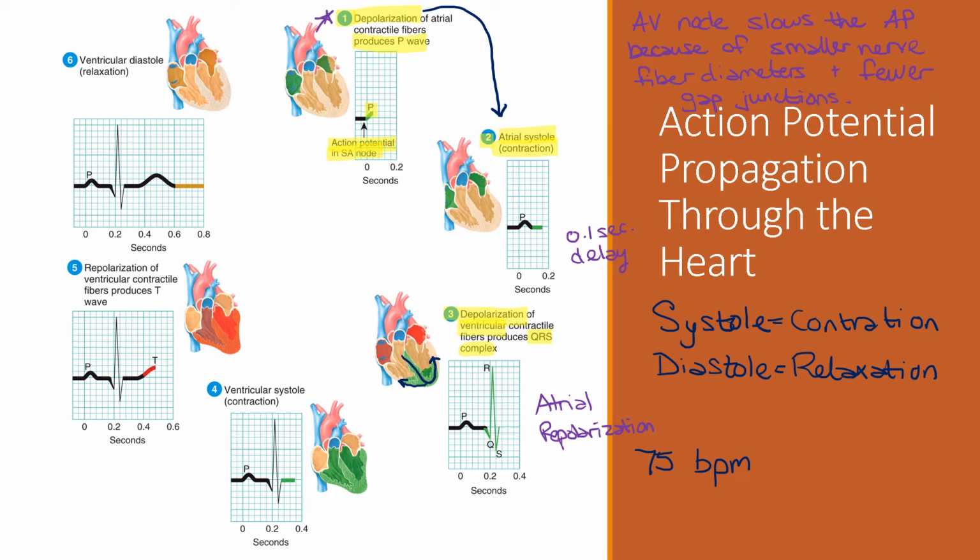So we get depolarization of the ventricular contractile fibers, producing that QRS complex. And then directly after that, we get the ventricular systole. That's the contraction of the ventricular contractile fibers. Now this begins shortly after the QRS complex appears in the ECG. And this ventricular systole is going to continue during the ST segment.